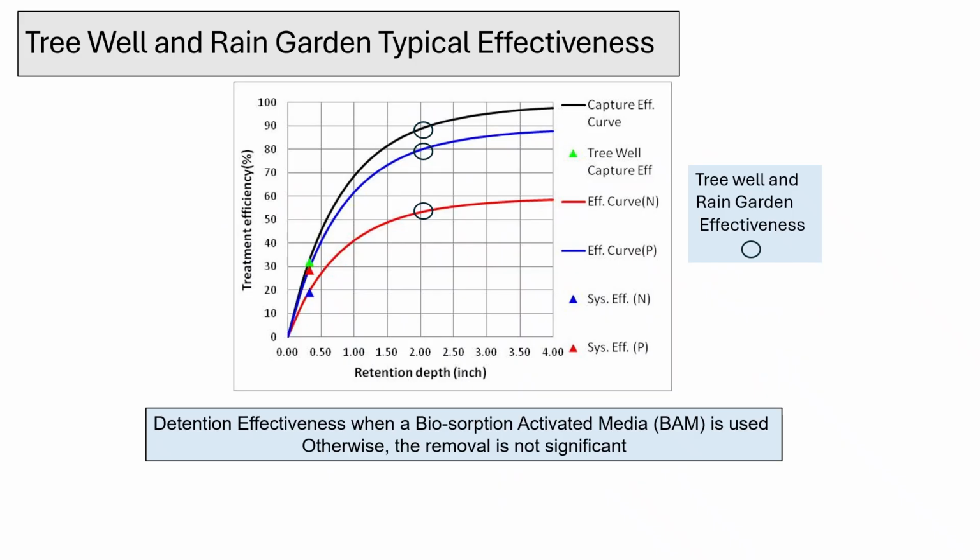When we look at the typical effectiveness of tree wells and rain gardens, it's crucial to understand a key condition. Detention effectiveness becomes significant when a biosorption-activated media, or BAM, is utilized. Without the integration of BAM, the removal of pollutants is generally not significant. This data, derived from BMPFast, showcases a discovery plot illustrating removal effectiveness at a 2-inch treatment depth.